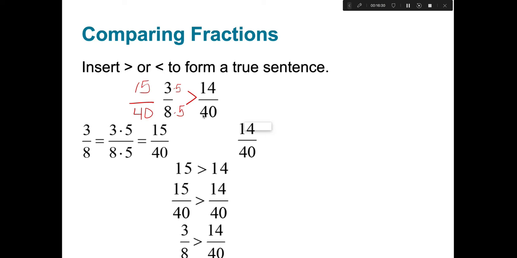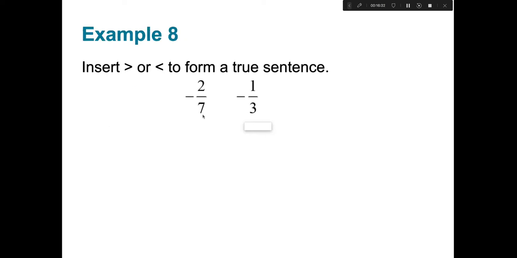Oh, and then it says they reduced it back down. Here we go. Same thing, different numbers. This time we have negative numbers. Remember, once we start dealing with negative numbers, the closer they are to 0, the greater they are. Okay? So negative 1 is bigger than negative 2.